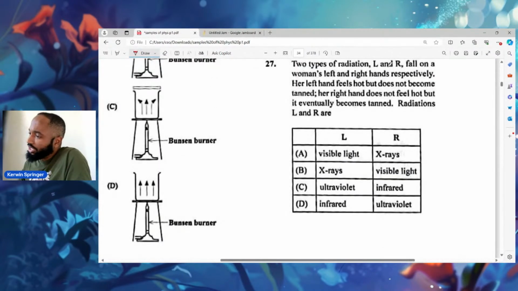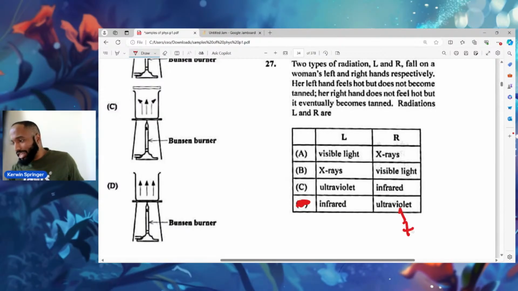Two types of radiation, L and R, fall on a woman's left and right hands respectively. Her left hand feels hot but does not become tanned. Her right hand does not feel hot but eventually becomes tanned. So is the UV responsible for the tan and the infrared responsible for the heat? So D. This one is doing the tanning and this one is doing the burning.